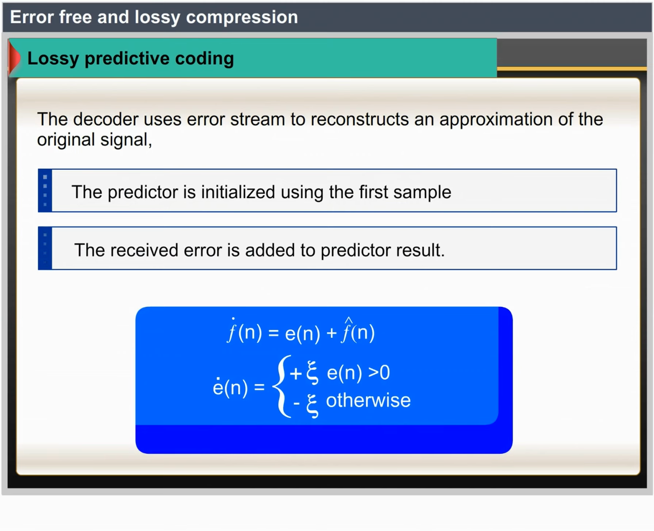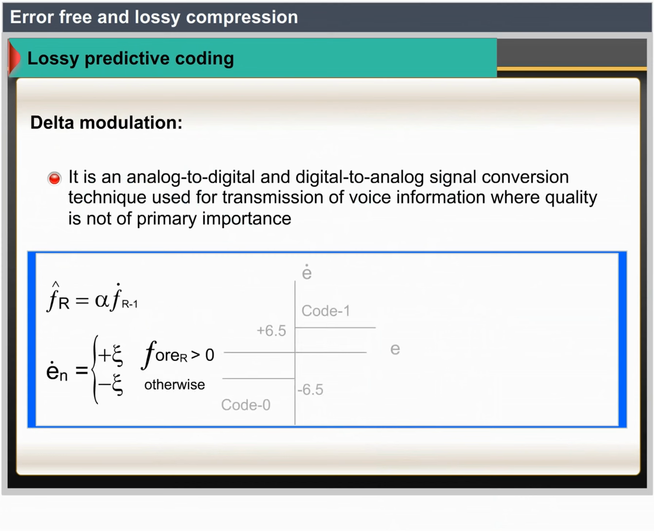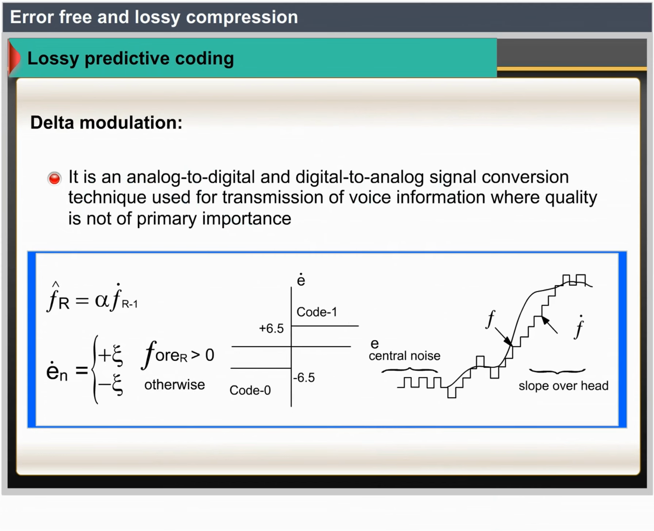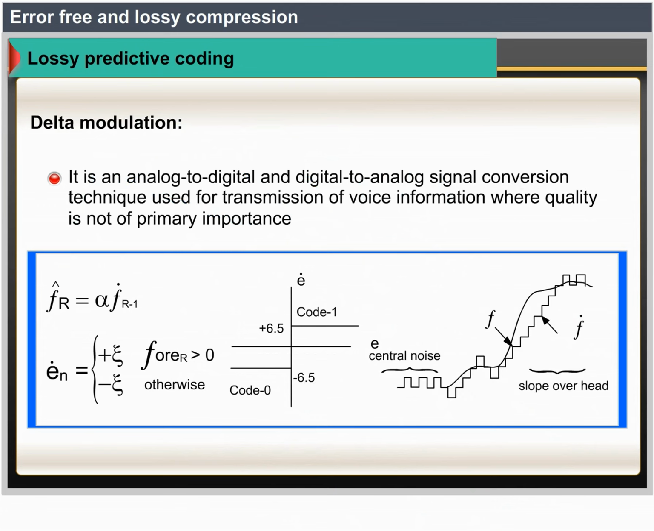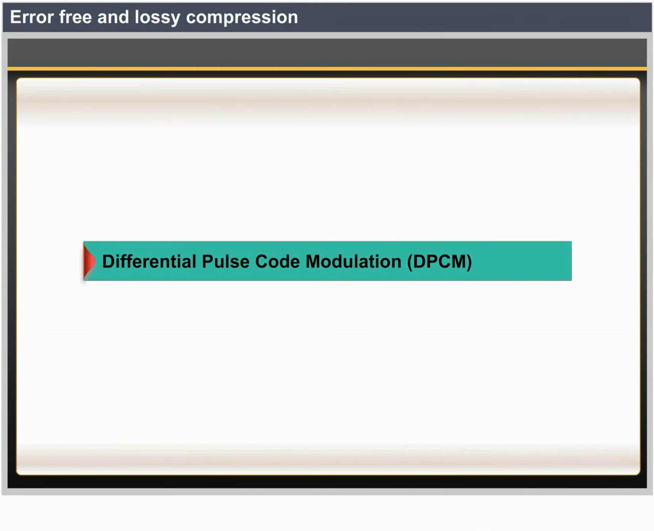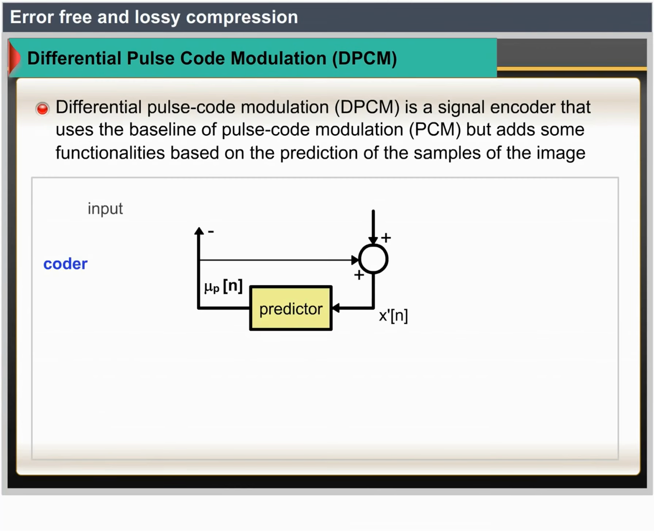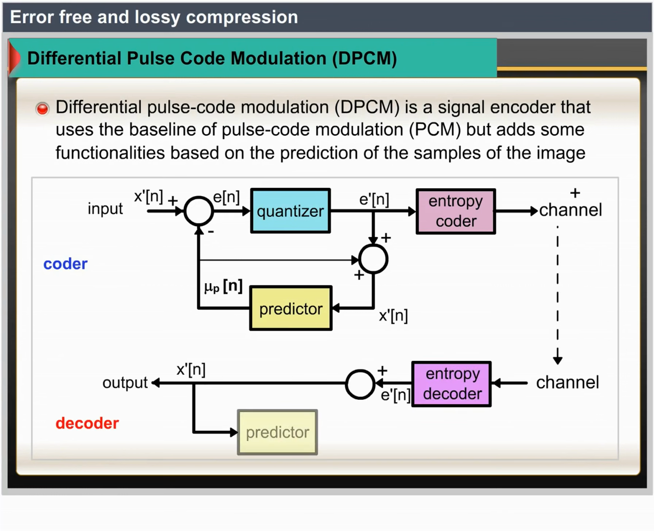Delta modulation. It is an analog to digital and digital to analog signal conversion technique used for transmission of voice information where quality is not of primary importance. Differential pulse code modulation, DPCM, is a signal encoder that uses the baseline of pulse code modulation, PCM, but adds some functionalities based on the prediction of the samples of the image.